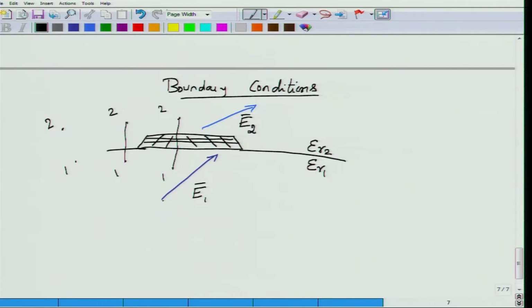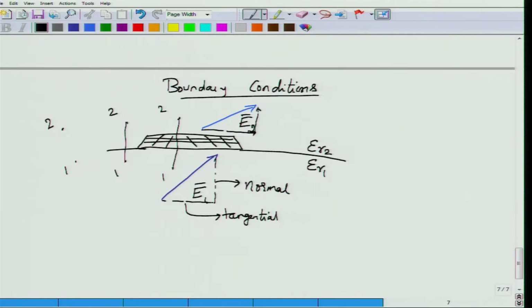Now E1 can be broken up into 2 parts, right. So I can break it up into 2 parts. One component will be parallel to the plane, the other component will be perpendicular to the plane, okay. This parallel component is called the tangential component, tangential to the plane that is separating the 2 medium, and the component that is perpendicular, it is some sort of point which is coming out of the plane, is the normal component. You can do the same thing for both electric fields inside medium 1 and medium 2.